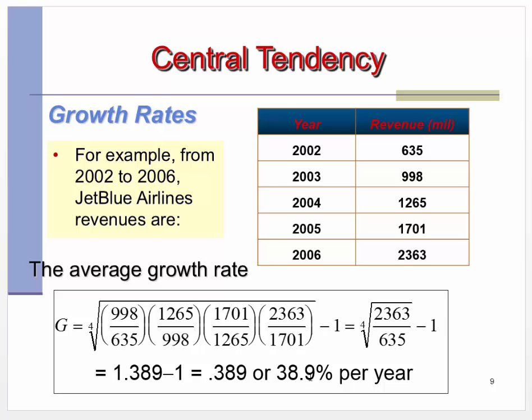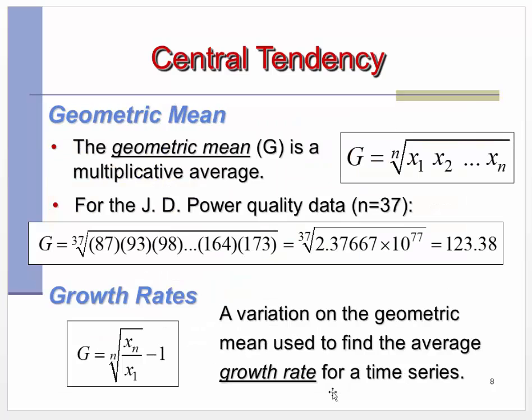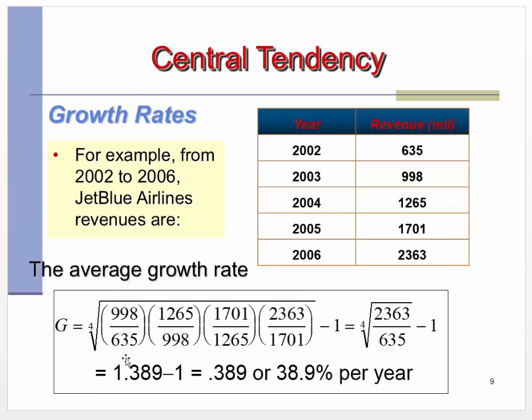That's exactly what was said in the previous slide, right here. So you find the ratio of 2363 over 635, and then you find the nth root. In this case, n is 4, that's 4 years after the first year. That fourth root is 1.3089, minus 1, gives you 0.389, or 38.9%. That is the average growth rate in the last 4 years for this company. Okay.